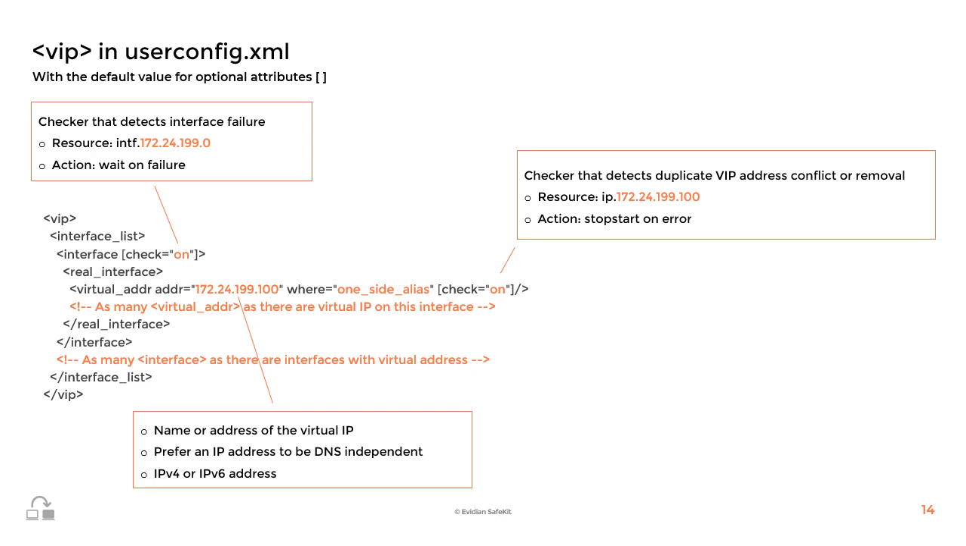Virtual ADDR is the tag where the address or DNS name of the virtual IP is set. It is preferable to configure an IP address to be resilient to DNS failures. You can set here an IPv4 or IPv6 address for the virtual IP.